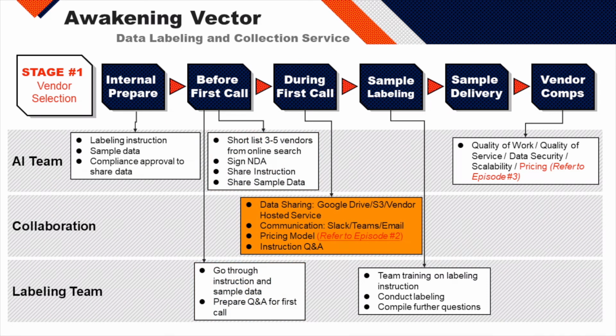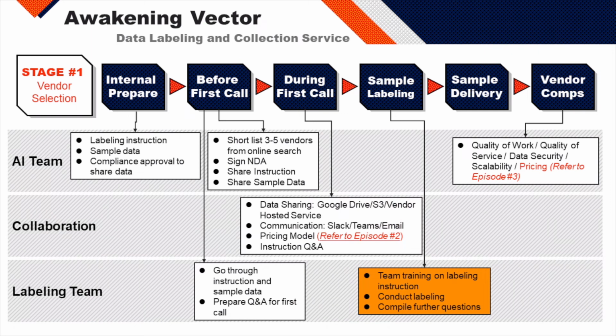Step 3, during first call. In this step, aside from doing introduction on both sides, there are 3 major points please remember to discuss, namely data sharing channel, communication channel, and a pricing model. For data sharing channel, you could use Google Drive, S3, or vendor hosted service. For communication channel, it could be Slack, MS Teams, or simply email. For pricing model, it could be either pay by label or pay by headcount. If you're not familiar with the pricing models, you could refer to episode 2 of this series for more information. Other than these, this is also a good opportunity to do some Q&A regarding the instruction.